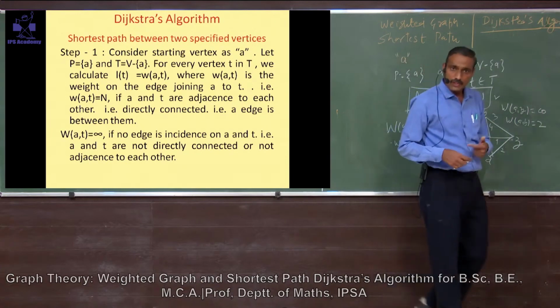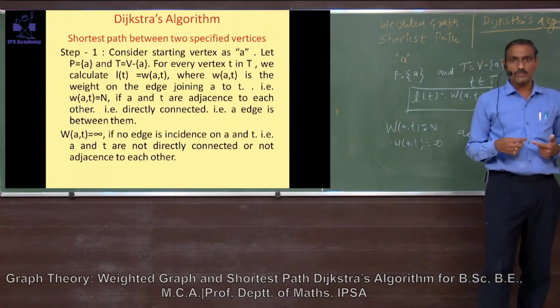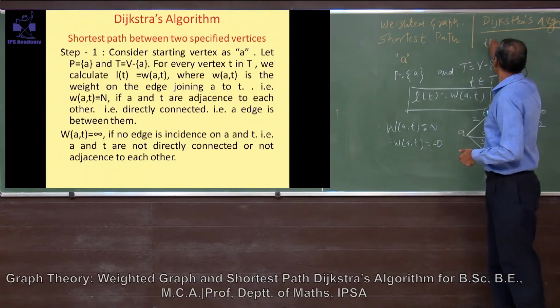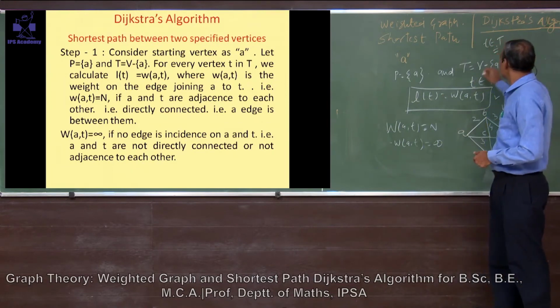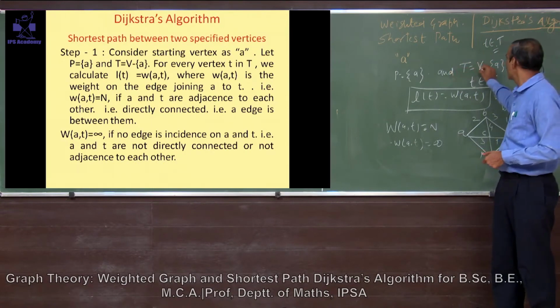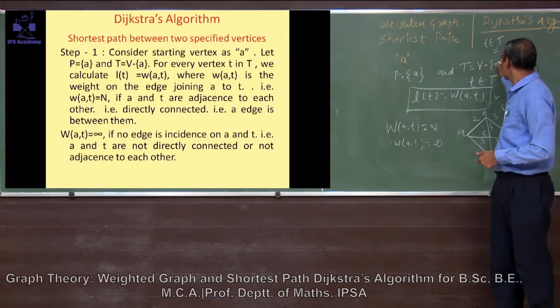Similarly, we can find W of A comma t for all other vertices, where t belongs to T, and T is the subgraph of G obtained by removing the one vertex A from V.